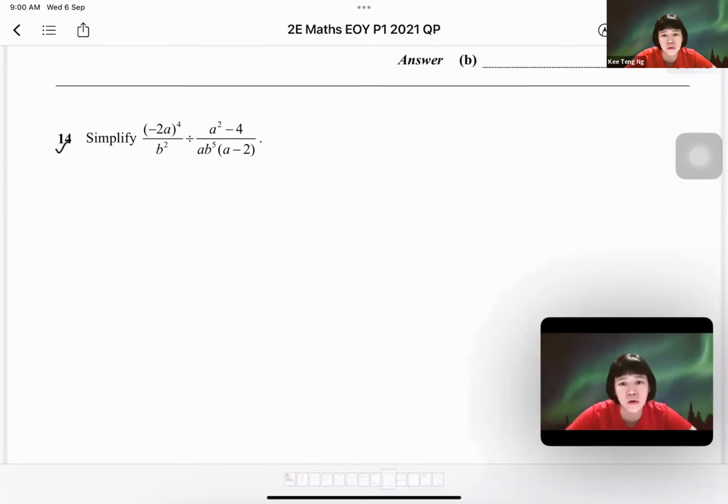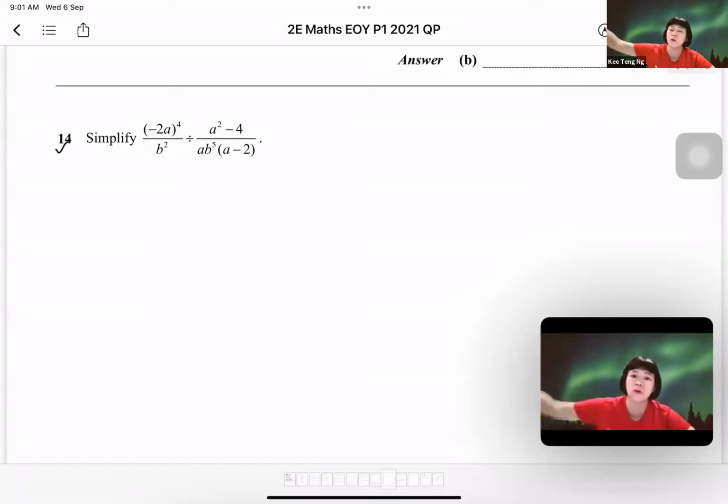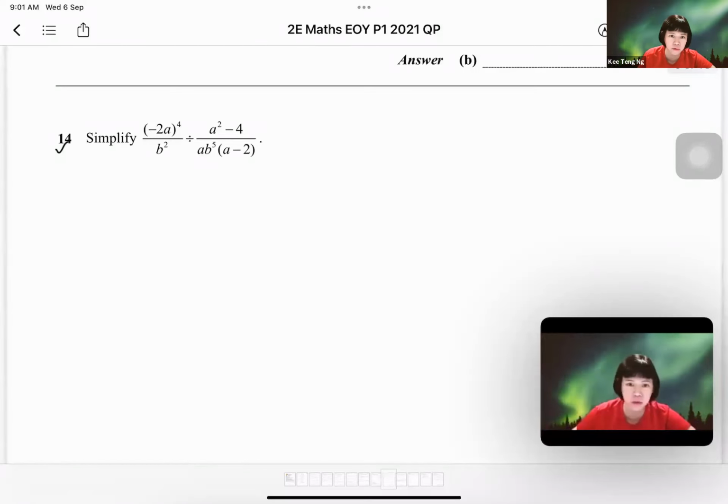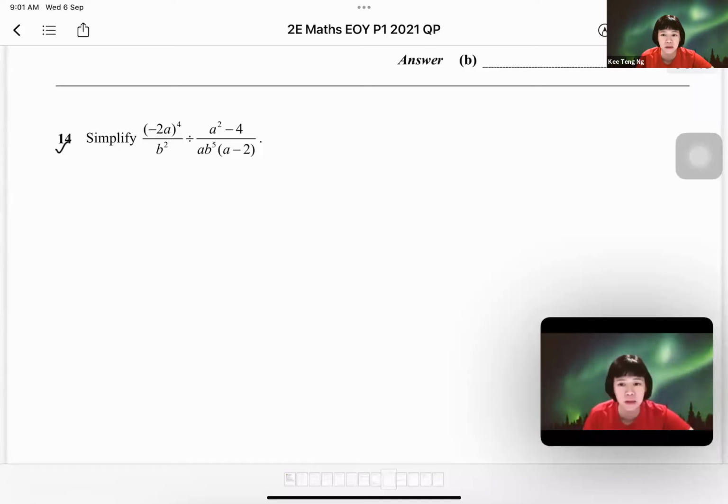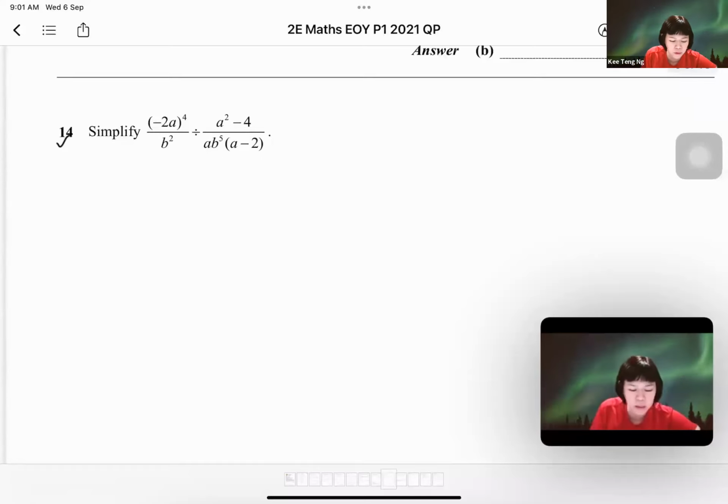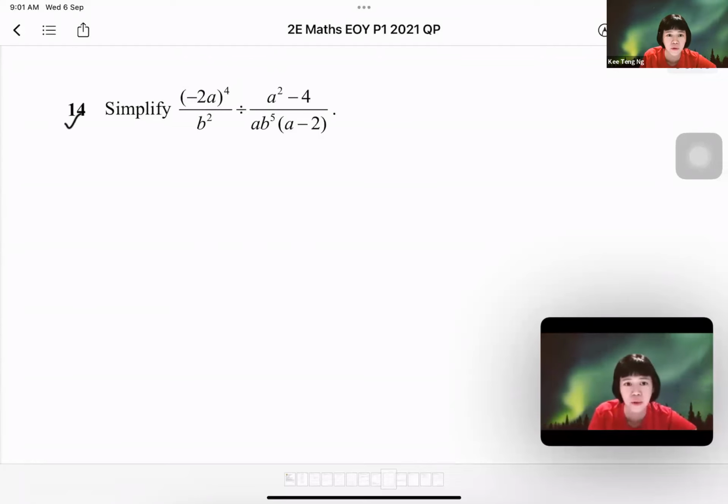Today we are going to go through the remaining half of 2021 paper 1 end of year examination questions. We are left with only about 5 pages and we should end very soon. Hopefully we can end within half an hour. Let's begin with question number 14. Simplify the following.